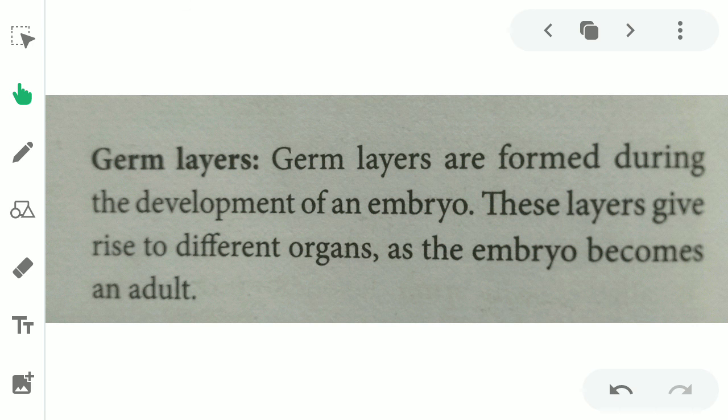Next, third one, germ layer. Germ layers are found during the development of the embryo. From the egg, after it is fertilized, the zygote will develop into an embryo. That embryo has layers. The embryo will develop into an adult. The embryo has some layers. Those layers will develop different organs. Based on the germ layers, the organism is divided.